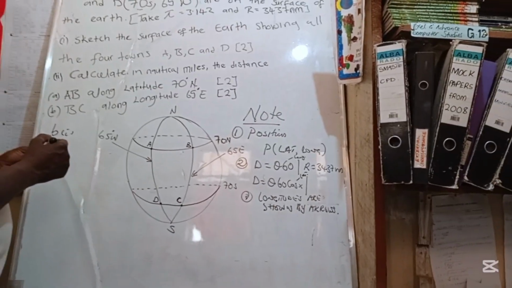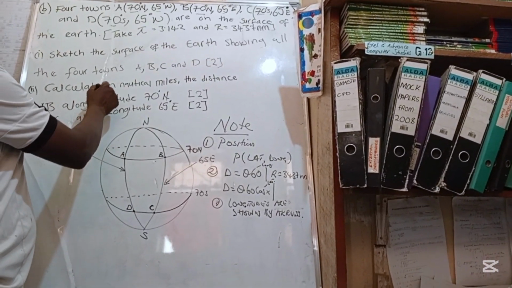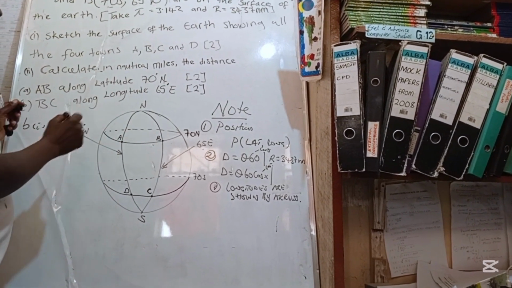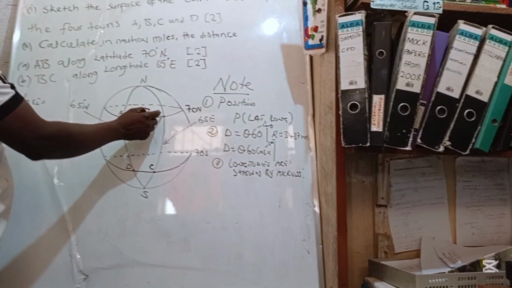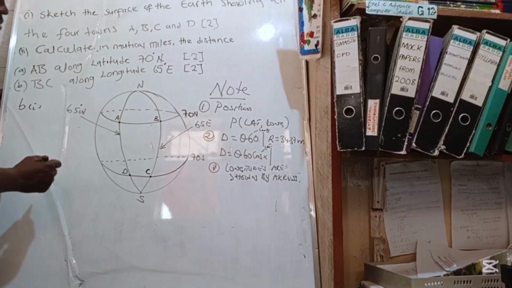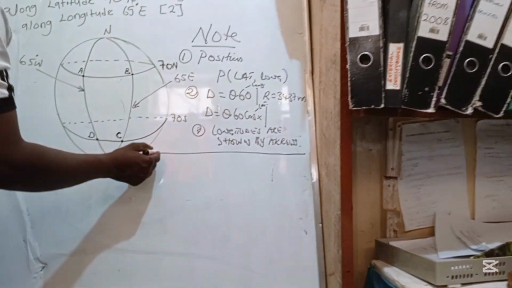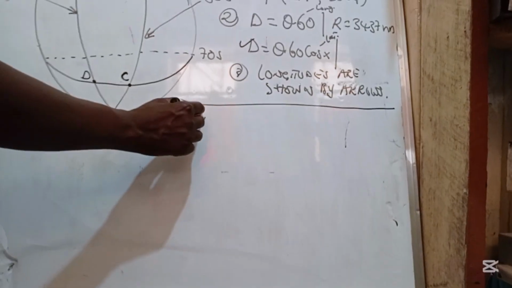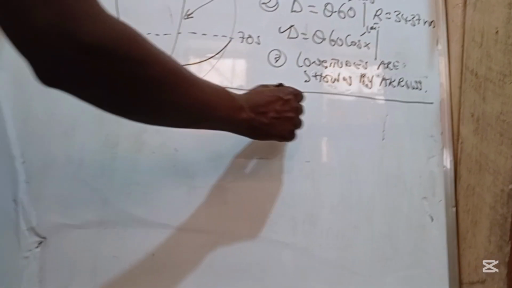Now calculate the distance in nautical miles. So here, we are calculating the distance AB in nautical miles. This is the distance along the latitude. So the distance along the latitude, I've already talked about it, is here, ladies and gentlemen. The distance is equal to theta times 60 cos x.